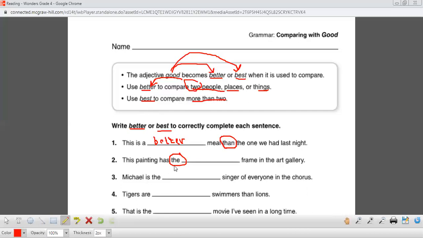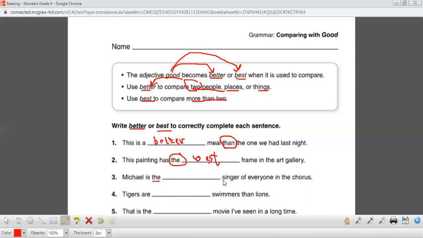This painting has the best frame in the art gallery. In the art gallery, we have many paintings with many frames. So I'm comparing one thing to more than two things. In this case, I'll be using best. Michael is the. Once you see the, most likely you'll be using best.